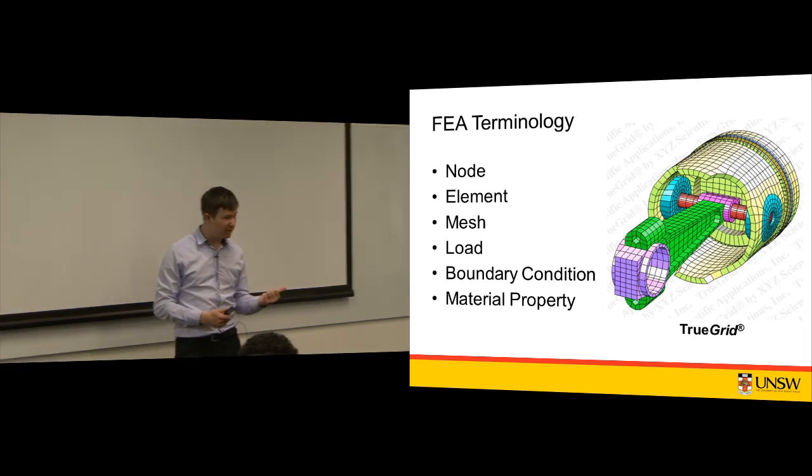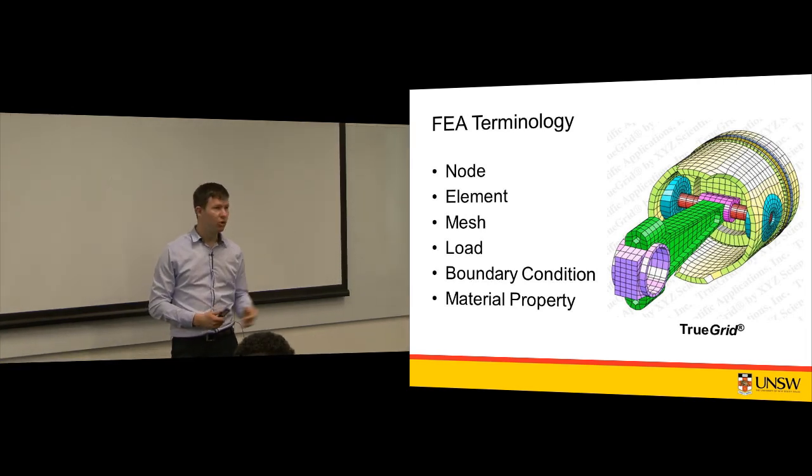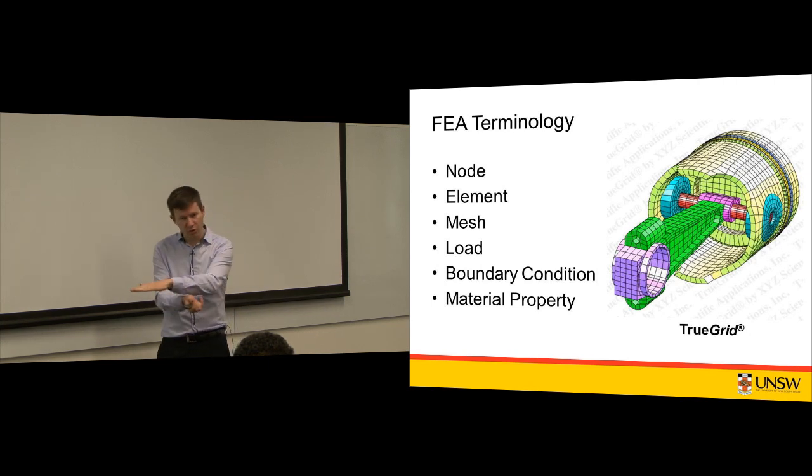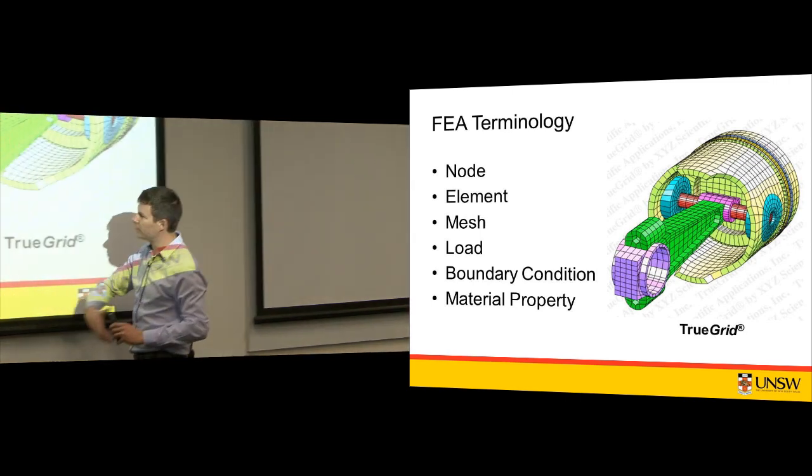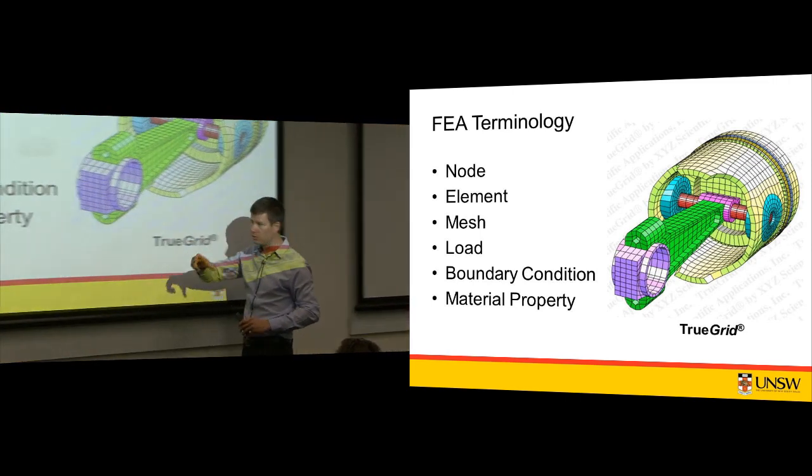So it's either fixed, so this node can't move at all, or maybe it's against a surface, so it can only move in this two-dimensional plane. That would be considered a boundary condition. And again, boundary conditions are applied to nodes.